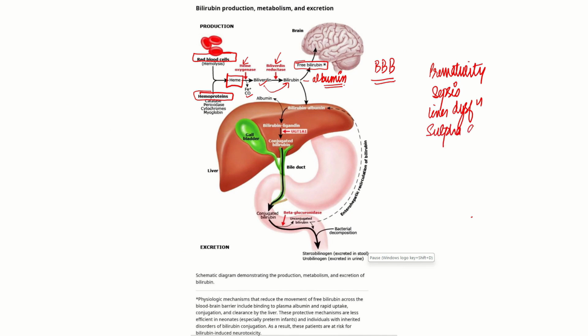sulfa drugs, or even a rapid infusion of ampicillin. What they do is they displace bilirubin from albumin and therefore cause a hypoalbuminemia-like condition. So whenever there is low albumin, the amount of free bilirubin will increase and it therefore predisposes to neurotoxicity.